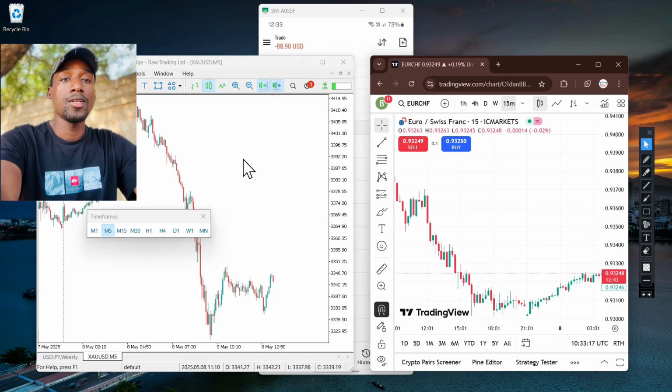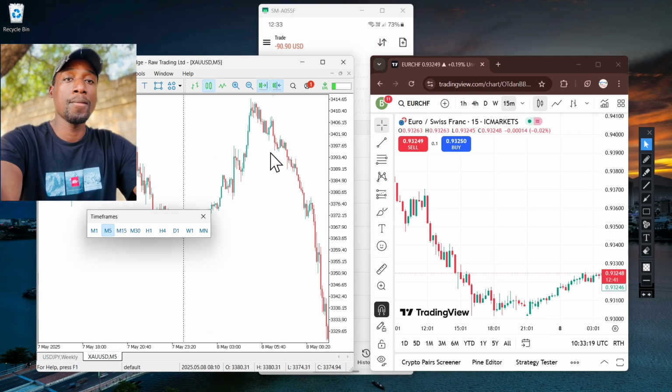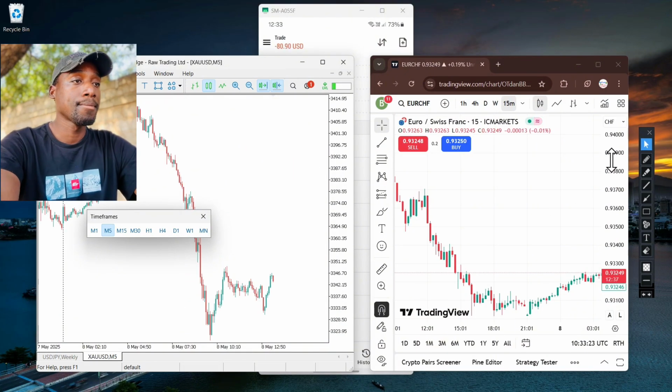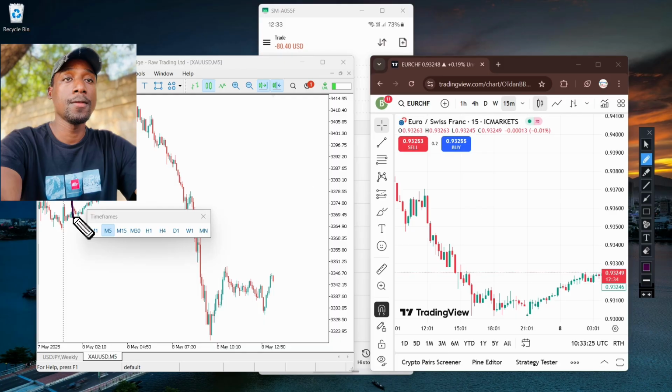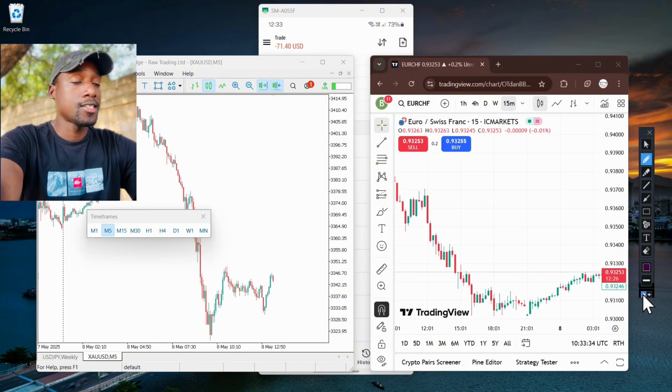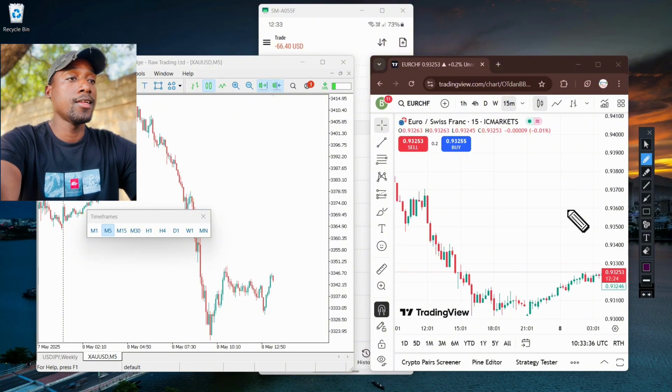One last thing that I can leave with you is to make sure that your period separators are turned on if you're using this chart pattern, so that you know you're trading within this day, and all the analysis is done within the same day. I trust you understand, and if you have any question, let me know in the comment section below.